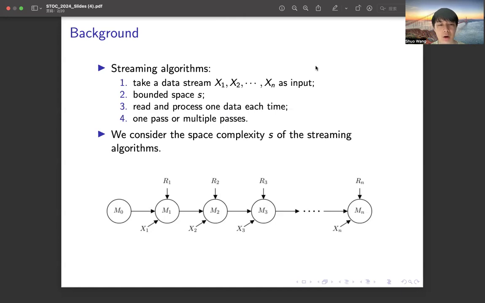The picture below is a demonstration of the one-pass streaming algorithms. We use M1, M2, M3 to Mn to denote the memory states of the streaming algorithm. We use X1, X2 to Xn to denote the input data stream. And we use R1, R2, R3 to Rn to denote the private randomness of the streaming algorithm. As you can see in this picture, Mi is determined by Mi minus 1, Xi, and Ri together.